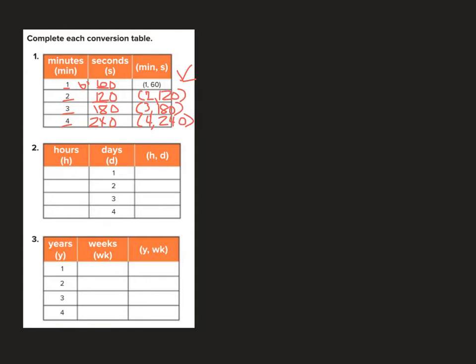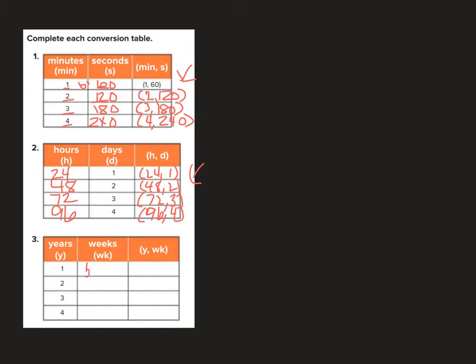Hours in a day. So we know there's 24 hours in 1 day. 24 in 1 day. 48 in 2. 3 24s is 72. And 4 is 96. And there we have our ordered pairs.